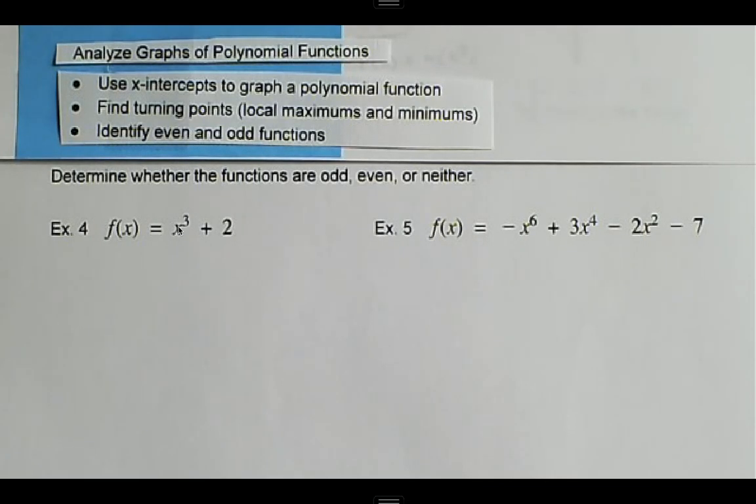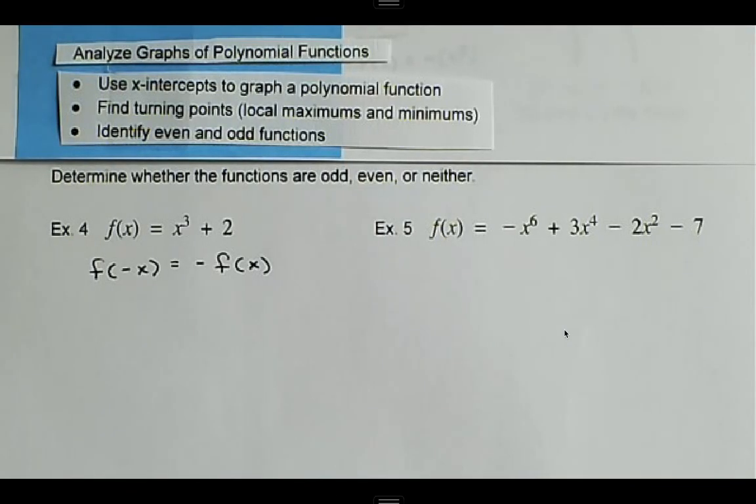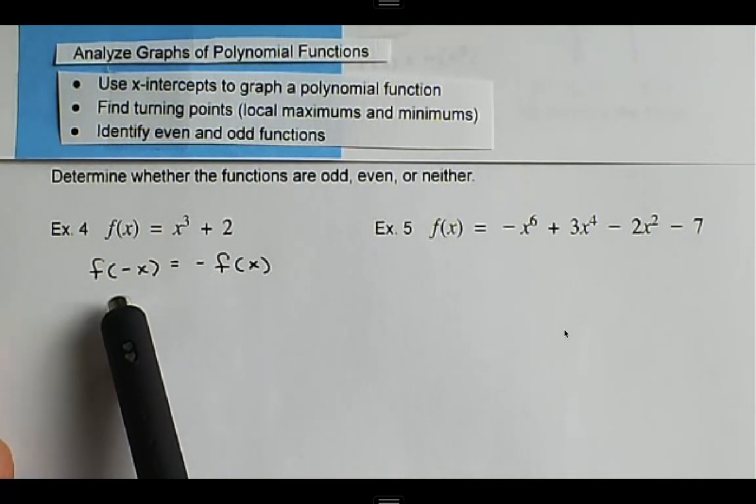So in order to check algebraically if it's going to be an odd function, the thing that we want to check is we want to check and see if the function evaluated at negative x is equal to the entire function negated. And so we come back, and this is the test that we want to run right here.